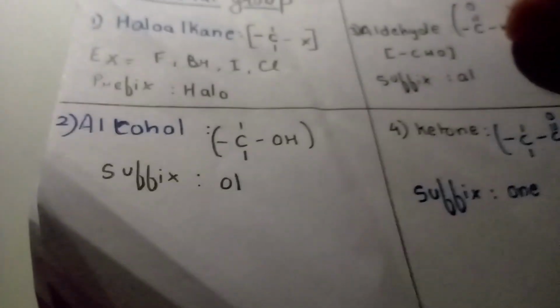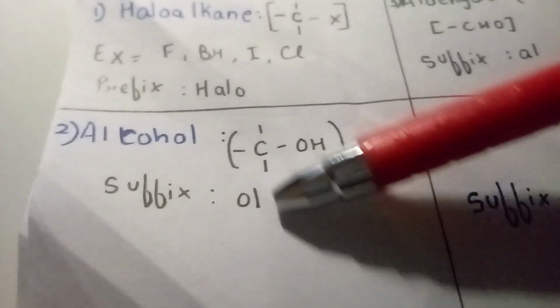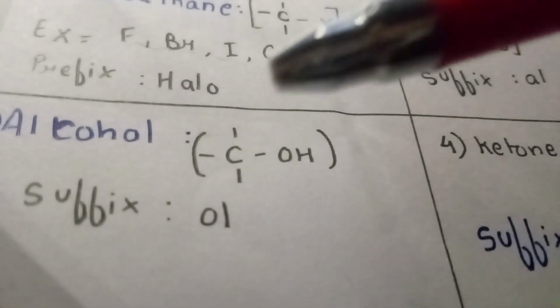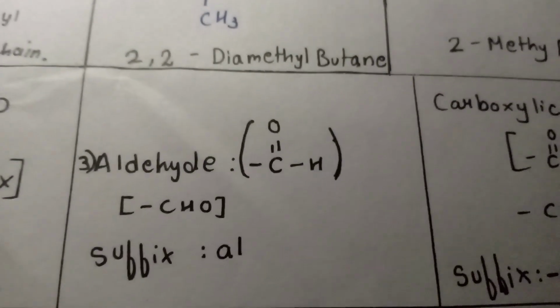Next up is alcohol, with the OH present on one of its bonds, and the suffix will be OL. For example, if it starts with methane, the name will be methanol, ethanol, and so on.